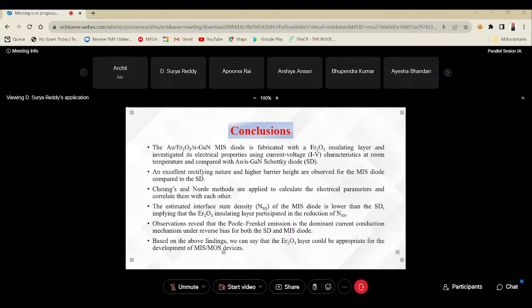As we come to the conclusions, the Au/Er2O3/n-GaN MIS diode has been fabricated and the results compared with the Schottky diode. Better rectification with higher barrier height is observed for the MIS diode compared to the Schottky diode, and Cheung's and Norde's methods were applied. These results are correlated with the I-V characteristics, and based on these findings, we can say that this diode is appropriate for the development of MIS and MOS devices. Thank you.